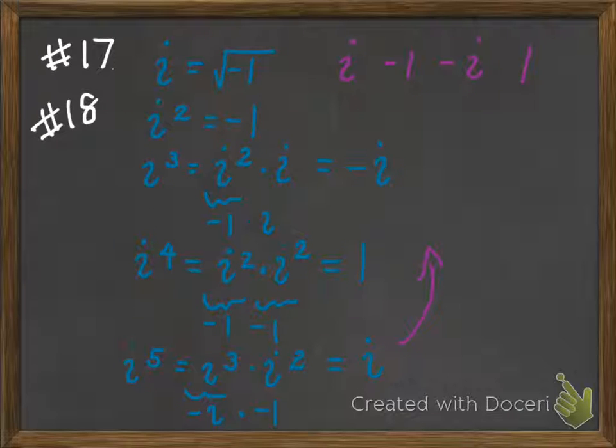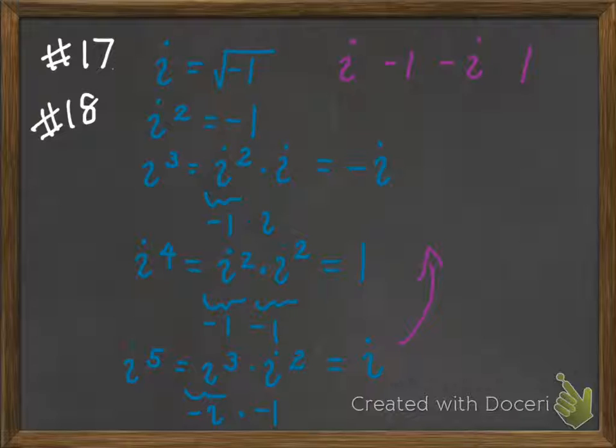Now, to understand numbers 17 and 18, in which you have to simplify i raised to different powers, you should understand that there is a repeated cycle that occurs after every 4 i's. And this is how the cycle happens. i is the square root of -1, as you know by definition. And you also know now that i squared, being square root of -1 squared, is -1.